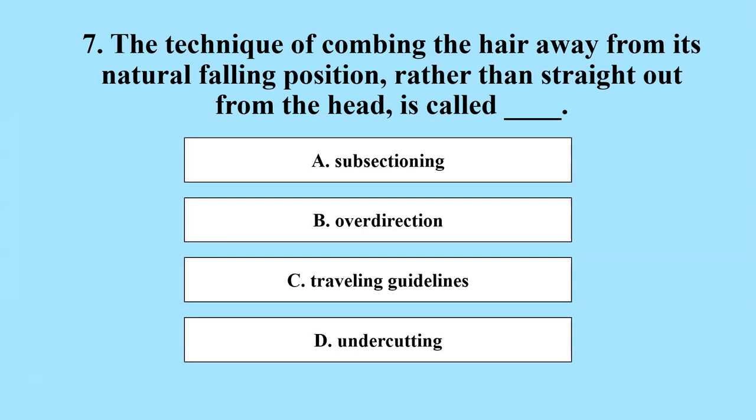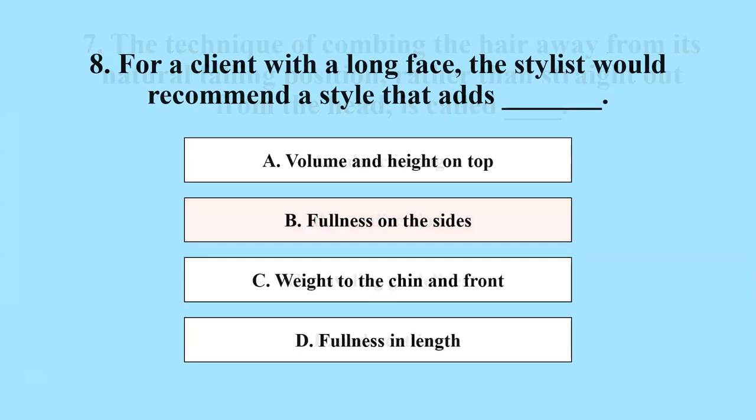The technique of combing the hair away from its natural falling position rather than straight out from the head is called subsectioning, over-direction, traveling guidelines, undercutting. If you chose B, over-direction, you are correct.